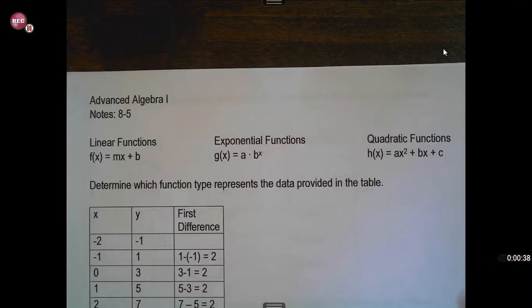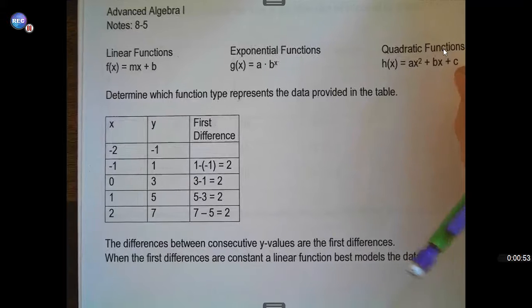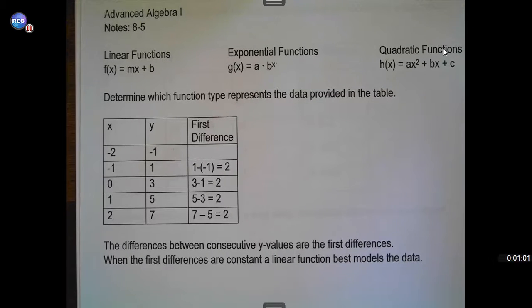And what they want us to be able to do in this section is recognize from a set of data whether the function is linear, exponential, or quadratic. And here's how we do that. To determine the function type, we take what we call the first differences. The differences between consecutive y values are the first differences.